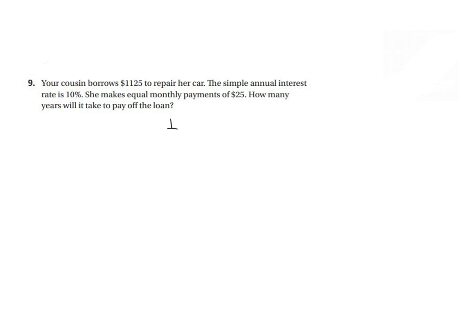So let's start with simple interest equals principal times rate times time. Our principal is $1,125. Our rate is 10%, so 0.10. And our time is per 1 year. So when we multiply 1,125 times 0.1 times 1, we get an interest of $112.50 per year.